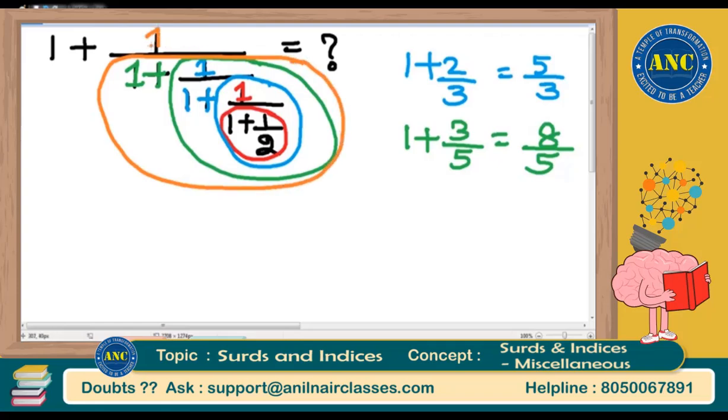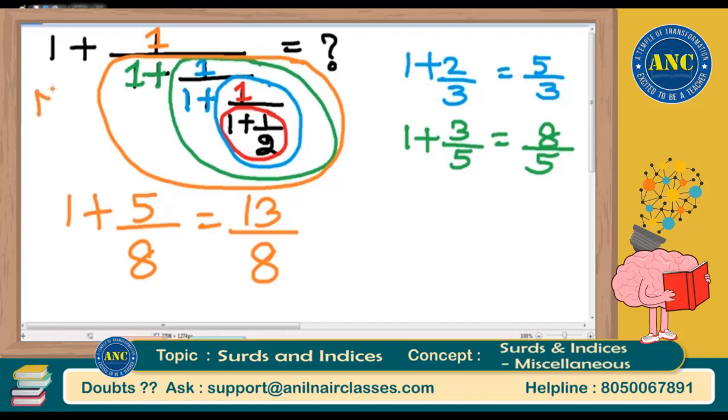But I have 1 by 8 by 5, which is 5 by 8. My final answer is 1 plus 5 by 8, which is 13 by 8. This is my method 1, which is there in all the textbooks. Yes, this also is a good method, but I want the method to be the greatest method, or at least a great method. This is my method 1, sir.